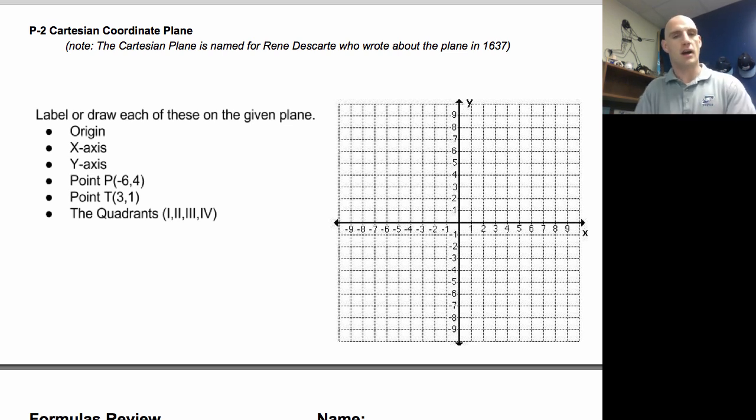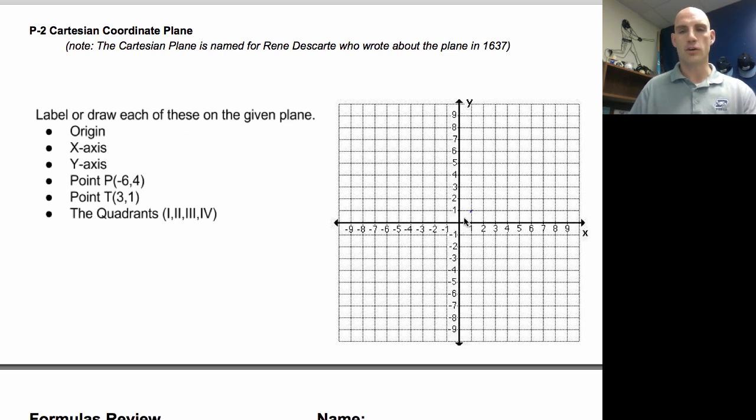The coordinate plane, also known as the Cartesian plane, is named for René Descartes, who wrote about the plane in 1637. The way the plane is organized is grid lines that run vertically and horizontally to help locate coordinates in the plane and put things in neat and orderly places.